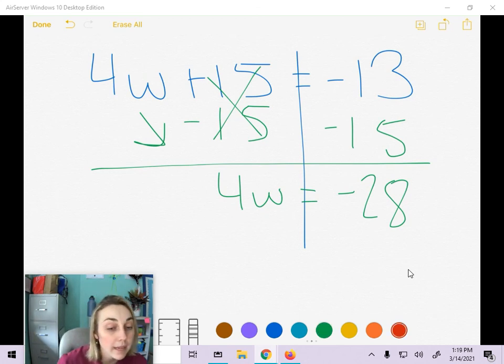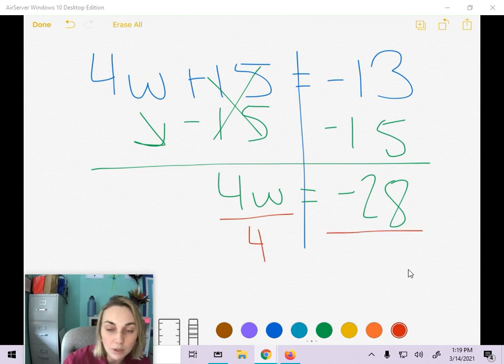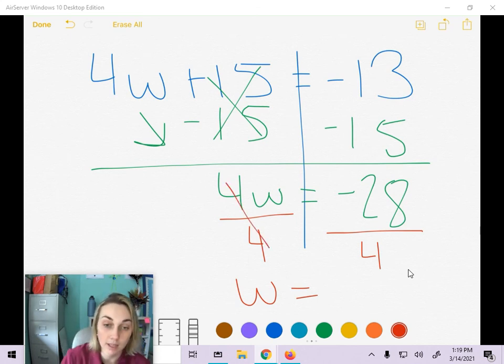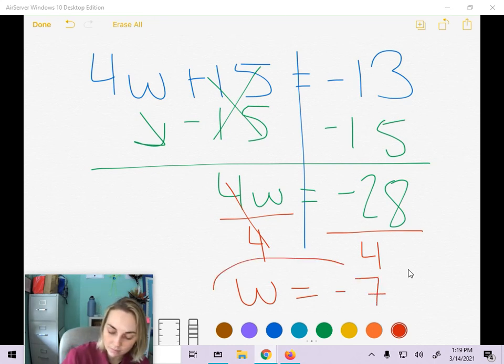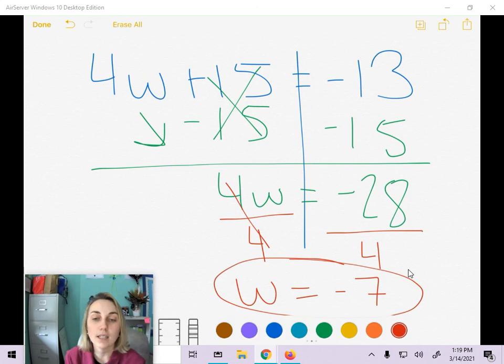4 is getting multiplied by w here, so I need to do the opposite of multiplication. The opposite of getting multiplied by 4 is getting divided by 4. If I do it on one side, I do have to do it on the other side as well, leaving me with w is equal to -28 divided by 4, which is -7. And that is our answer.